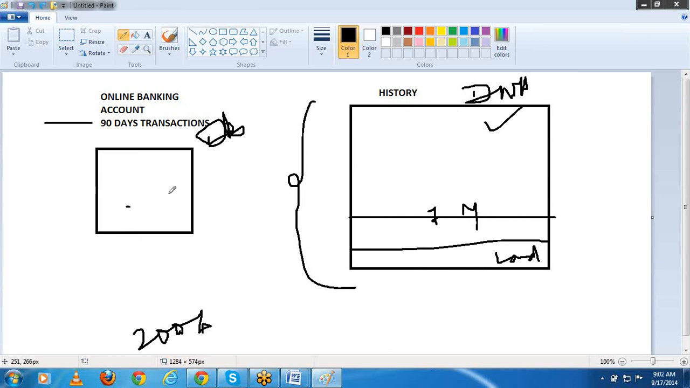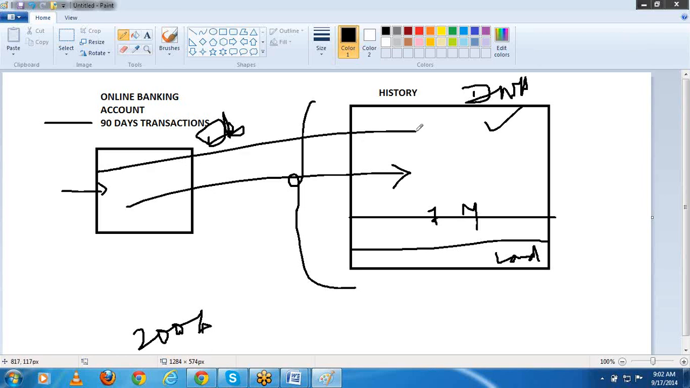It is taking the data from here and loading here, correct? Let's suppose I updated my address last month. It is being moved to here. Yesterday, I did some transactions. It will be copied to here. If it is greater than 90 days, it will be removed here.